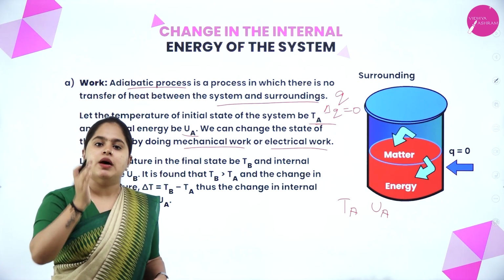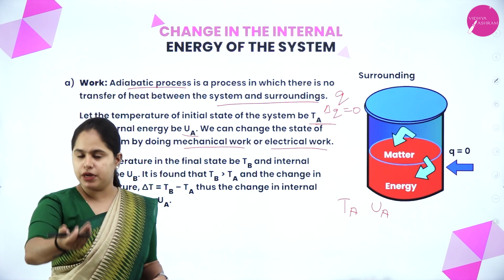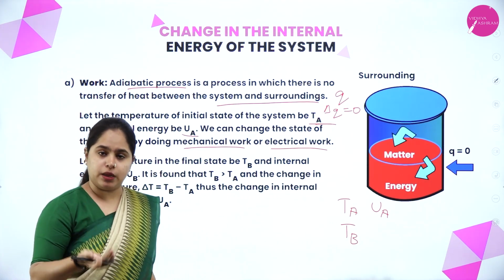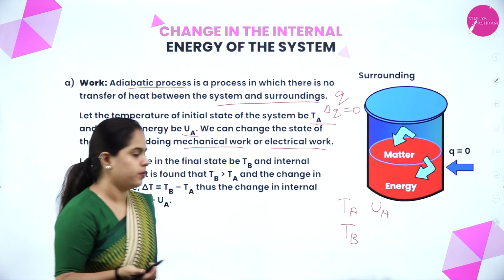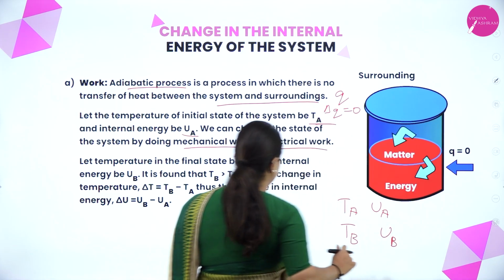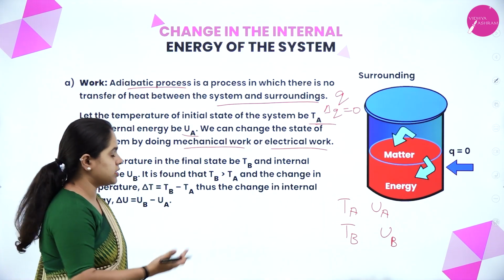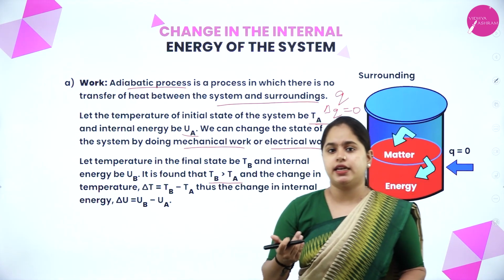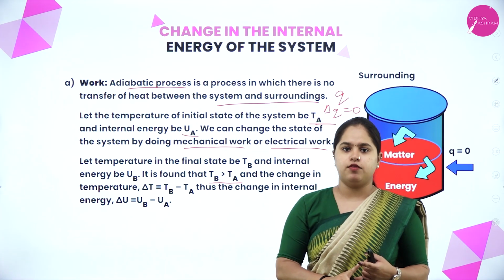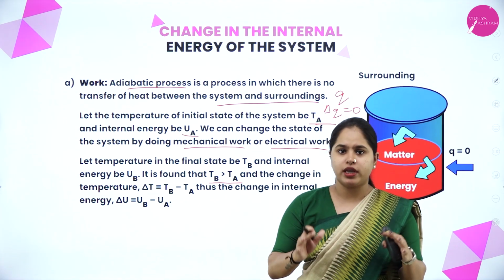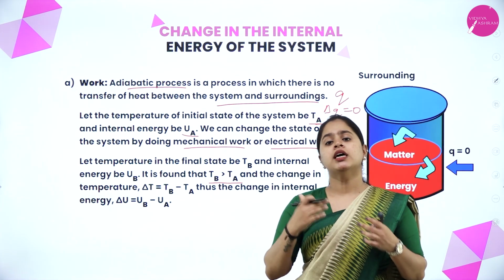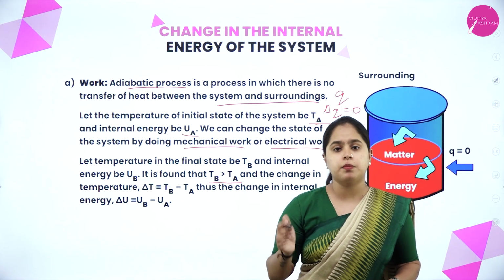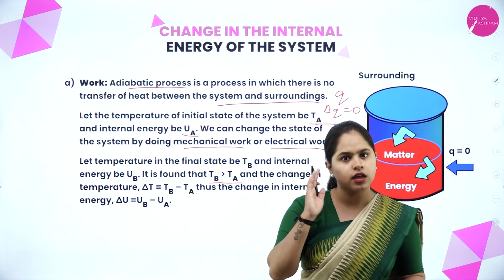So once the work is done on the system, the temperature changes. Let's consider it changes to TB. If the temperature changes, the internal energy also changes, let's say to UB. So this is the setup. It is found that TB is always greater than TA, even if you are doing mechanical work or electrical work. It doesn't depend upon what type of work you are doing. The final temperature is always greater than the initial temperature.